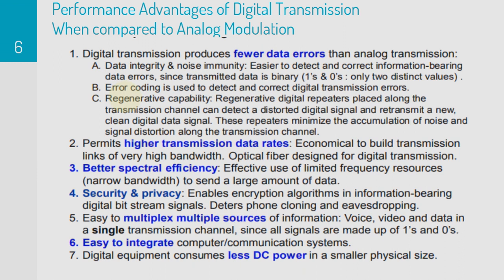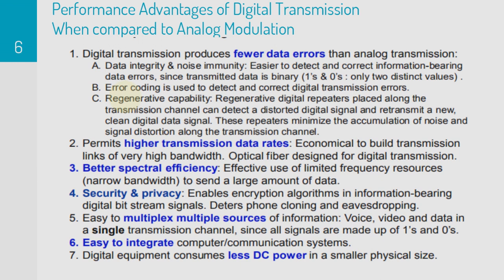The second advantage is that it permits higher transmission data rates. That is, it is economical to build the transmission links for very high bandwidth as well as the optical fiber designed for the digital transmission. It provides better spectral efficiency. That is the third point. Efficient use of the limited frequency resources, that is, a narrow bandwidth to send a large amount of data.